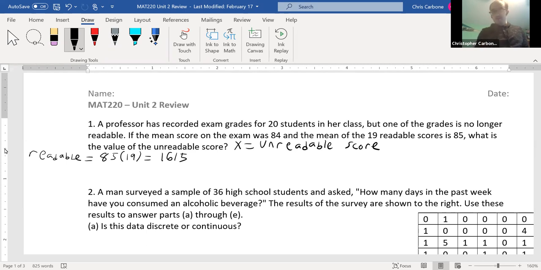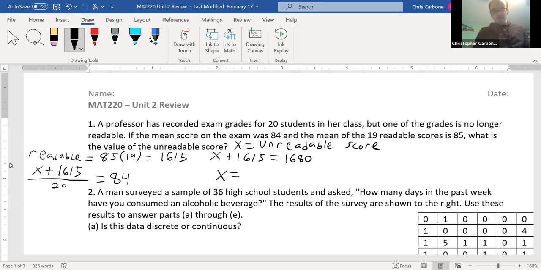So to find the score that is unreadable, we would set up our algebraic equation of x, the unreadable score, plus the readable score sum of 1,615, divided by 20 for 20 total students. And that average was an 84 in our case. So for this, we would take our value of 20 and multiply that by 84. So you would get x plus 1,615 is going to be equal to 1,680.